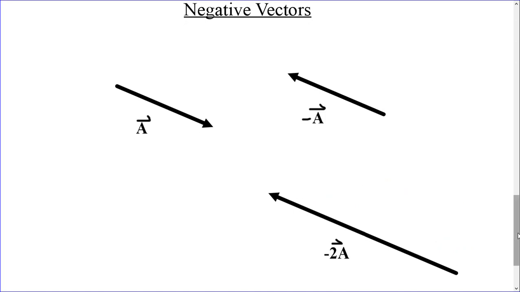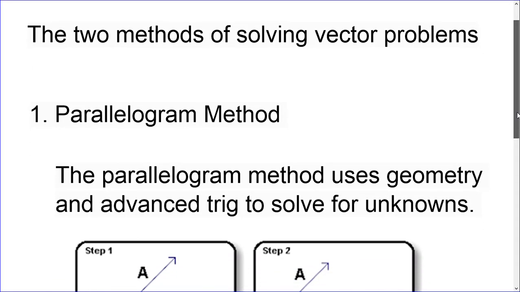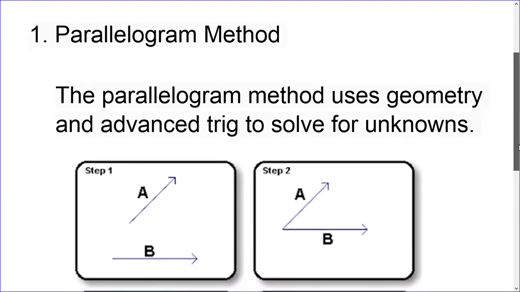So I can use vectors to describe a lot of different things, and hopefully that's okay for a refresher to be able to move forward. The two methods of solving vector problems: we have this parallelogram method that we talked about. That's the one we're going to start with, and step by step below is how we go through it. I'd encourage you to take notes along the way to fill in any gaps, and hopefully understand how to draw the parallelogram method. The parallelogram method uses geometry, and it does use a little bit of advanced trig if we were to solve it mathematically, like law of sines and cosines.